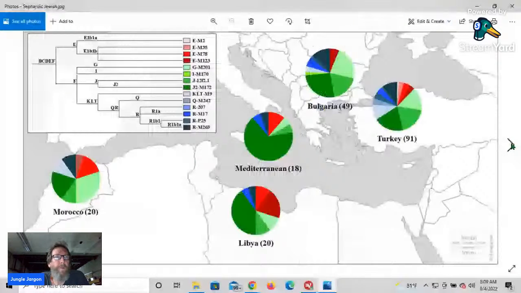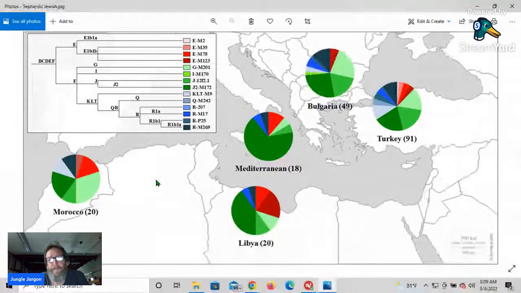But now we go to the Sephardic Jewish populations. One in Morocco. There's no T. There's no T. In fact, there's no T in any of these populations. You would think that there should be a percentage of the original Judaic population, because the Jews are Jews because they're Judaic. That's why they're called Jews. It's because they're the Judaic people.